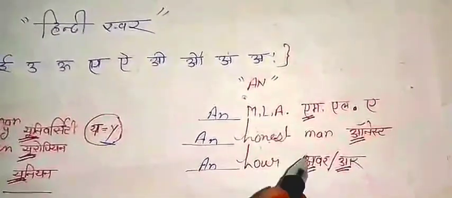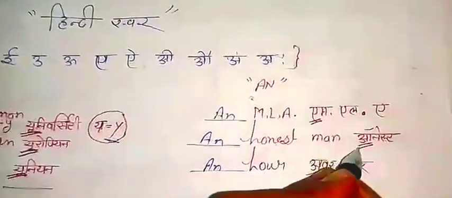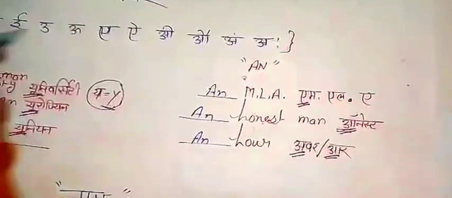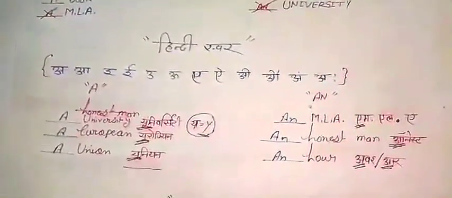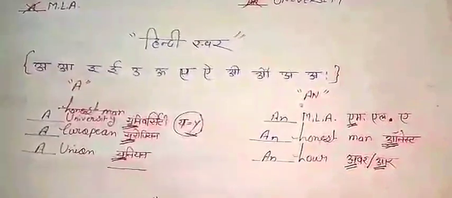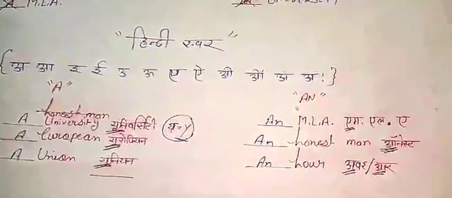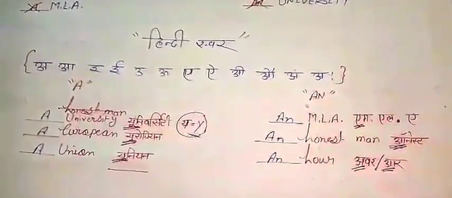So we can see that if we write it in Hindi, and its first letter comes from these swar, then we have to use an there. Otherwise, for the rest of the words we can use article a. So this is the description of a or an. I hope you will understand this.